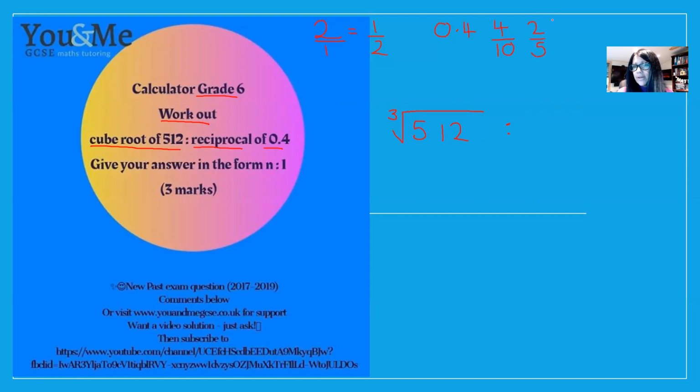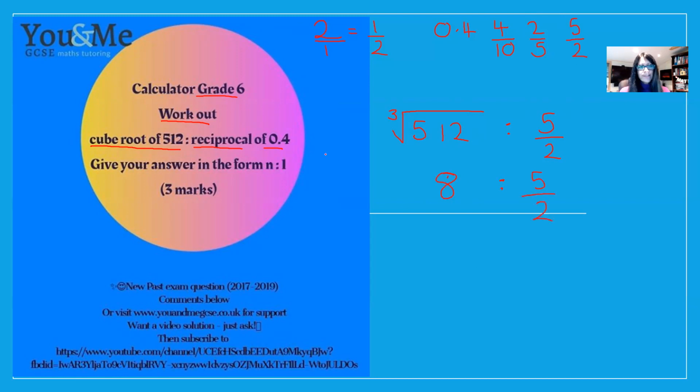I'm going to halve it. So the reciprocal of 2/5 is 5/2. So there it is, 5/2. I could have written 2.5. So what is the cube root of 512? Put it into your calculator. Cube root of 512 is 8. So at the moment, I've got a ratio of 8 to 5/2.